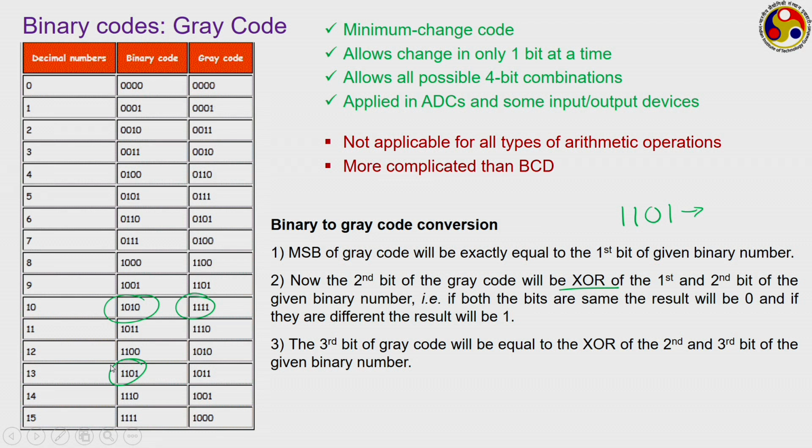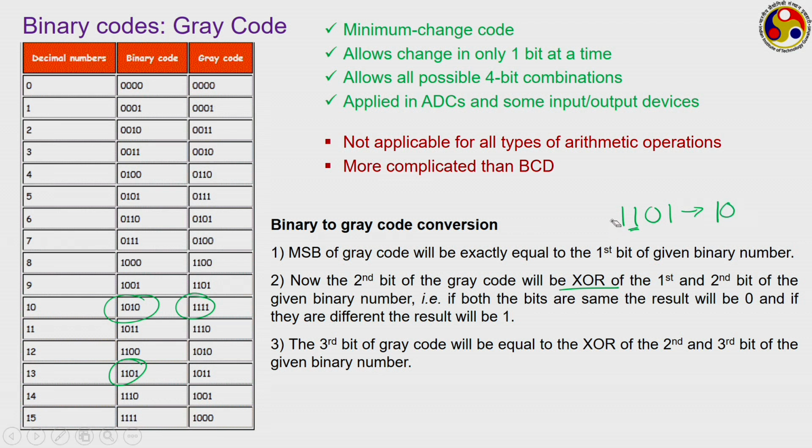Now, the first bit in gray code will be what? Whatever is your most significant bit in binary, the same is your gray, which is 1. To get the second bit, we have to perform an XOR operation between the first and second bits. Both are 1, that is, they are identical. So, your output will be 0.